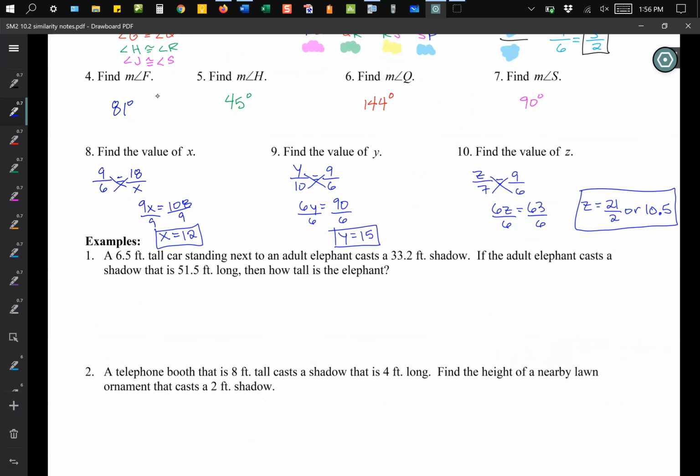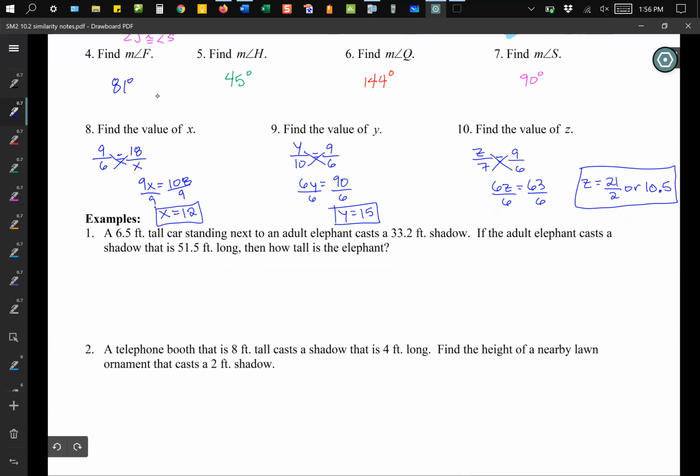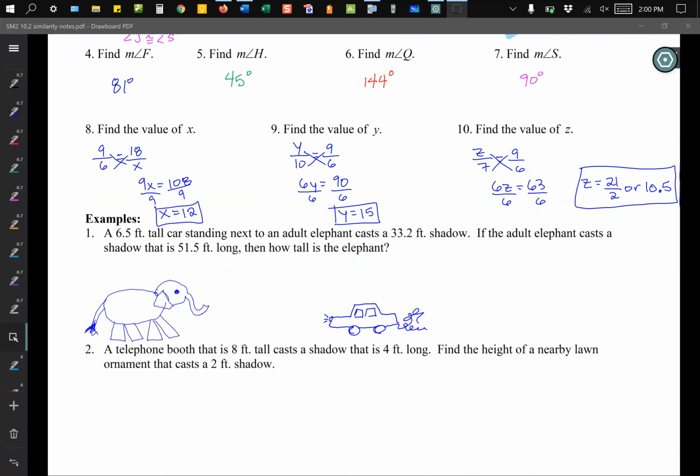Oh boy. Expect me to draw a car and an elephant. That could be scary. Okay, give me a second. All right, here's my beautiful artwork. You can sort of tell that that's supposed to be an elephant. That's probably the best one I've ever drawn, scarily enough.